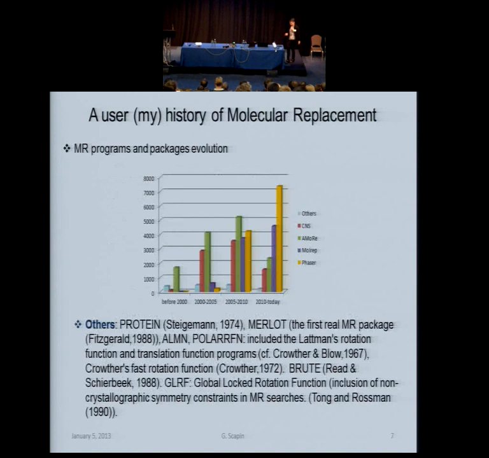Okay, so this is a distribution, again, taken from the PDB. If you type molecular replacement and Amore in the search field of the PDB, you get the number of structures that have been solved using Amore throughout the years. And then you can slice it and do whatever you want with those numbers. As we can see here, there are basically 4 major programs that have been used to solve the large majority of the structures in the protein database.